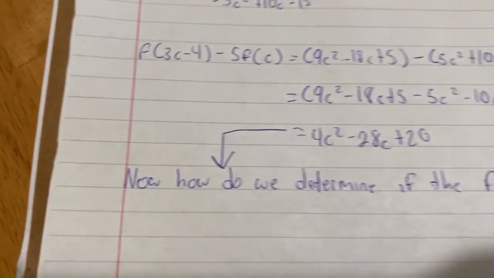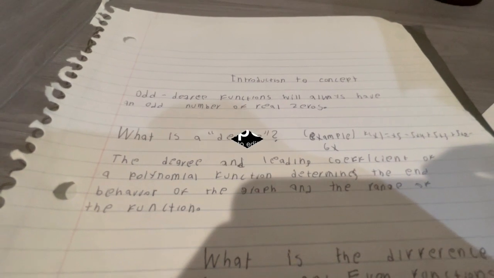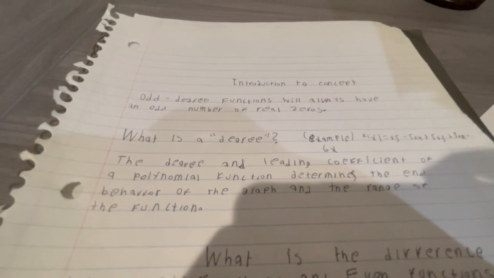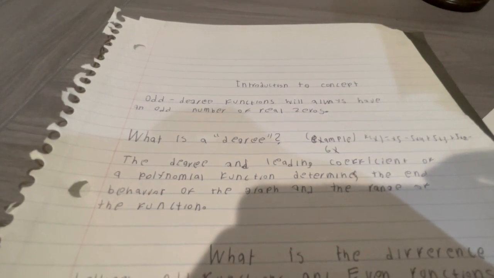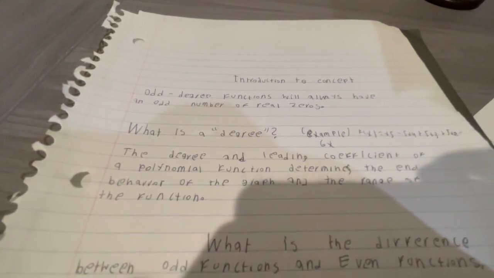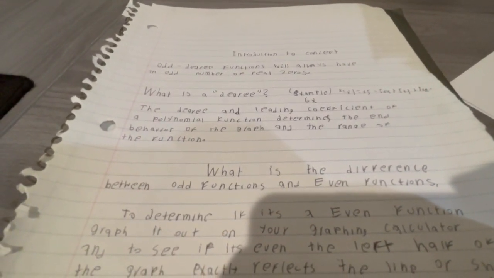Now, how do we determine if the function is odd? Introduction to concept. First, let's start with odd degree functions. Odd degree functions will always have an odd number of real zeros. Now, let's ask the question of what is a degree? The degree and leading coefficient of a polynomial function determines the end behavior of the graph and the range of the function.